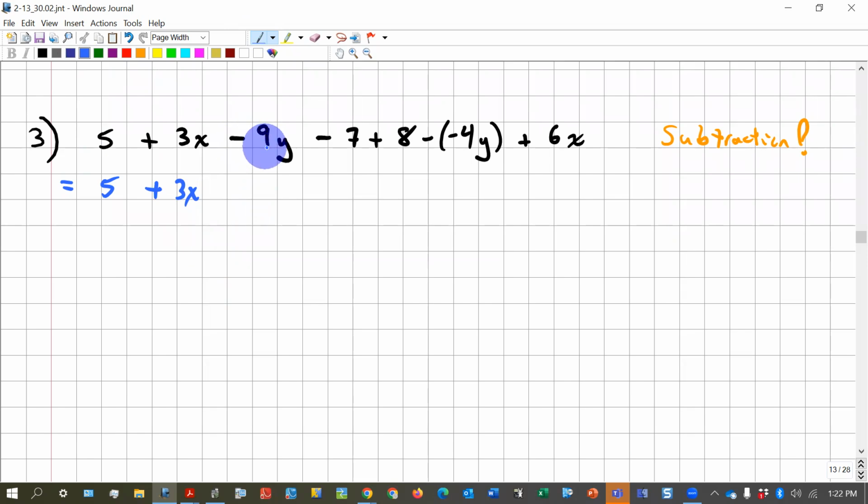Subtracting positive 9y is the same as adding negative 9y. Subtracting 7 is the same as adding -7. And we're adding 8, so we'll leave that. But subtracting a negative is the same as adding a positive. And then we are adding our 6 times x at the end.